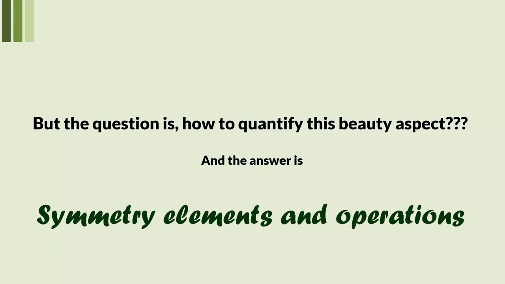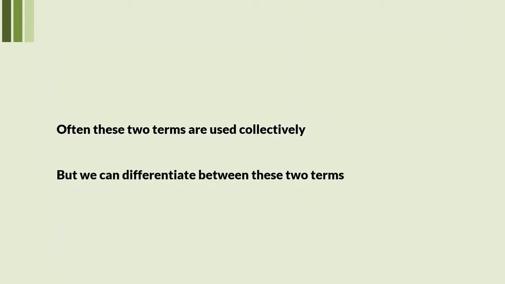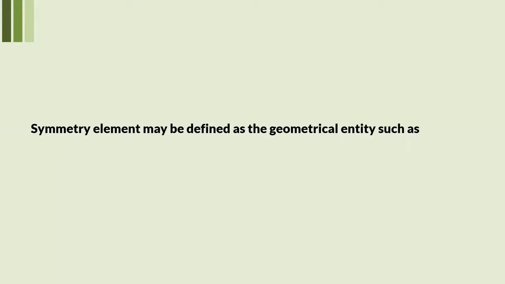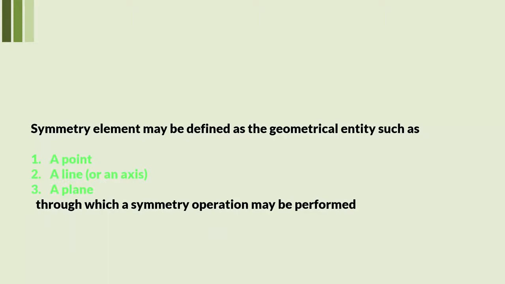We are going to understand the two terms, symmetry elements and symmetry operations, but they are often used collectively. So we need to differentiate between these two terms. We can do so by saying that symmetry elements are the geometrical entities such as a point, a line or an axis, and a plane through which we perform an operation called a symmetry operation. So again, a symmetry element is a point, line, or plane through which a symmetry operation is generally performed.